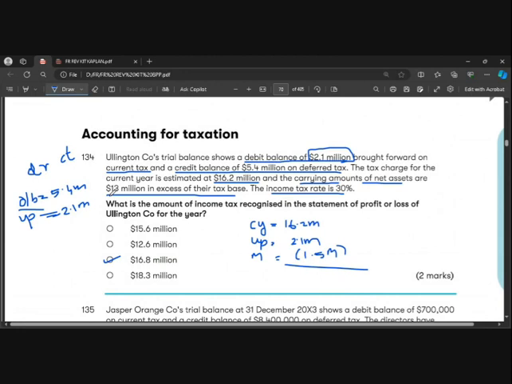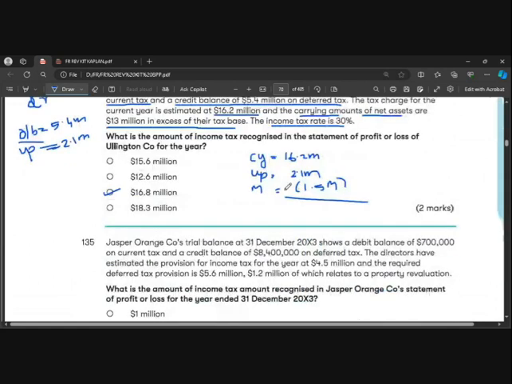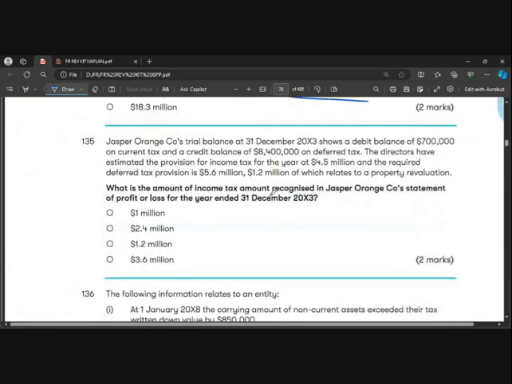And if they've given you the deferred tax liability as 13 million, then you don't have to multiply 13 million by 30 percent, because deferred tax liability is the temporary difference times the tax rate, right? So if they've directly given you the deferred tax liability, don't find it. But if in this case they've not given it to you directly, then you find it. Okay, let's do the next question.